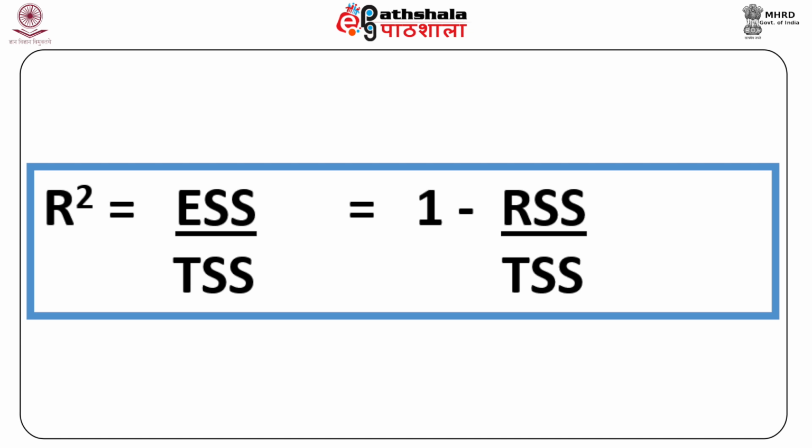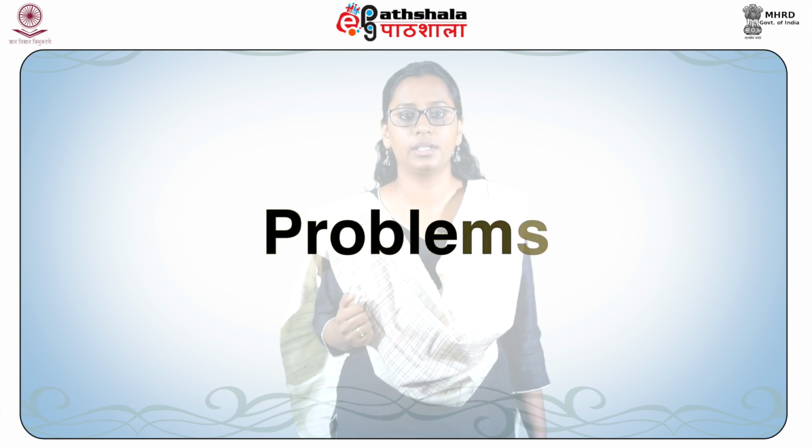It is calculated as R-square is equal to explained sum of squares divided by total sum of squares, which is equal to 1 minus residual sum of squares divided by total sum of squares. The value of R-square lies between 0 and 1. It can never be negative. It shows how well the data fit a particular theory and therefore explains the goodness of the model. The higher the value of R-square, the closer it is to 1, the better the fit and the better the model. Problems. It is a good measure for in-sample forecasting.